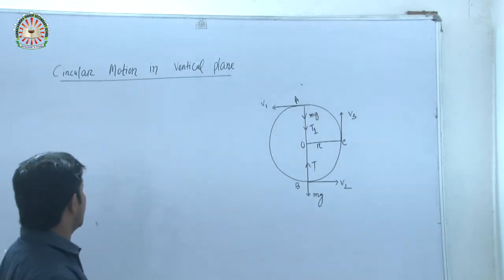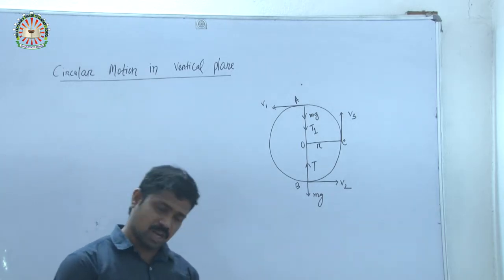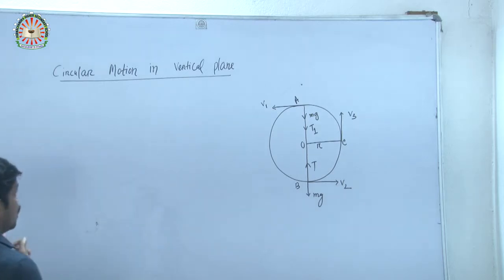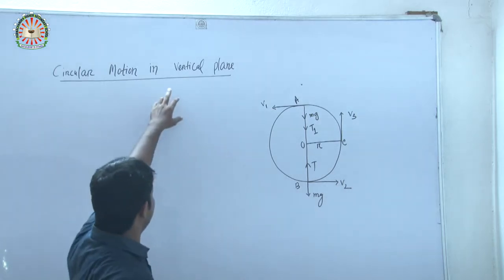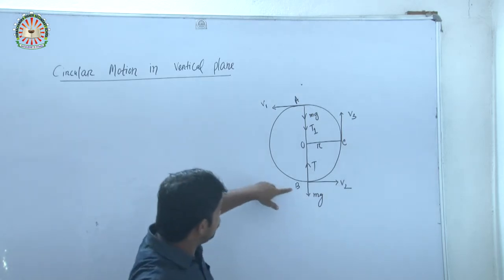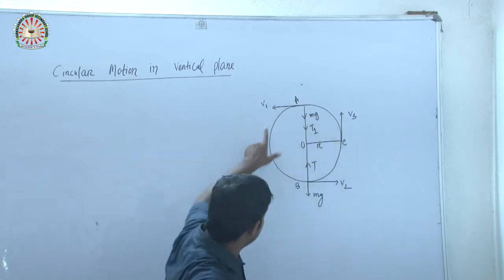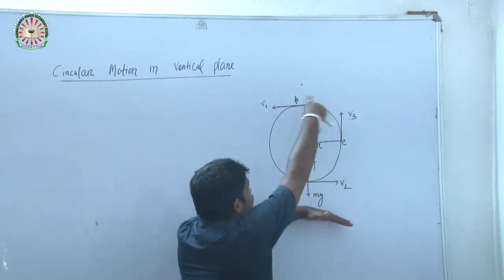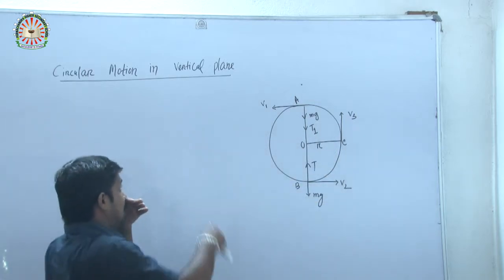Okay. So in the previous class, we discussed uniform circular motion. Clear? Okay. So in this class, we are discussing a very interesting and very important part, that is circular motion in a vertical plane. In a vertical plane, that means the path should be vertical. The path should not be horizontal. The path should be vertical in nature. That means with respect to the plane, this path will be perpendicular. That is the vertical plane.